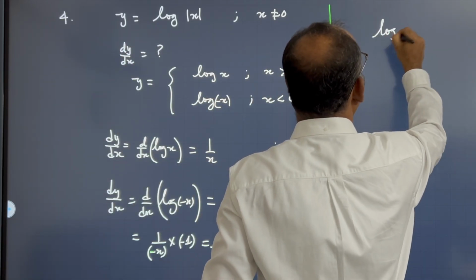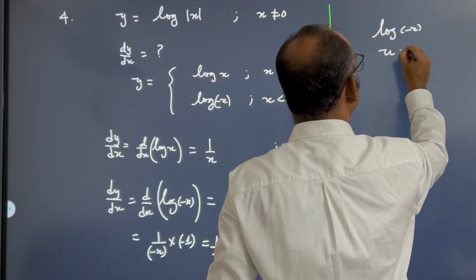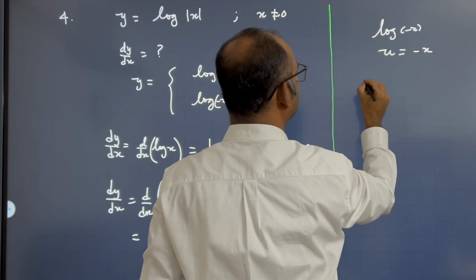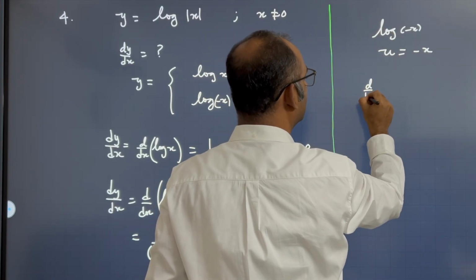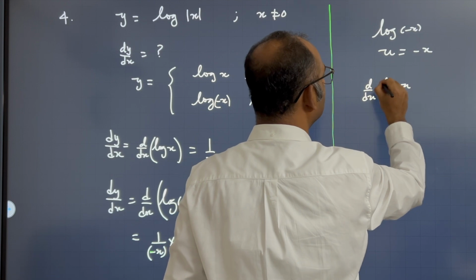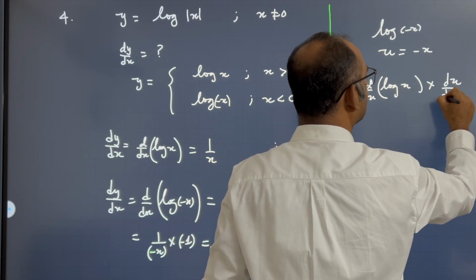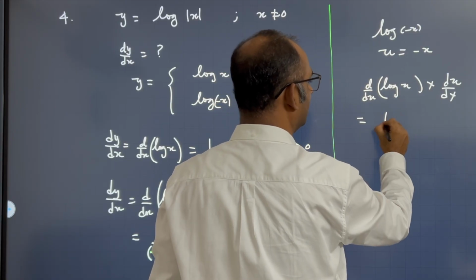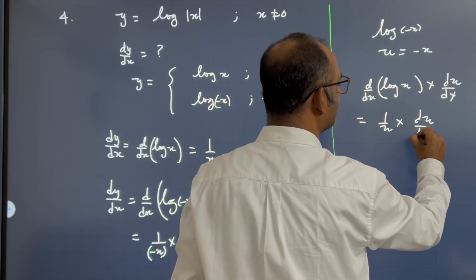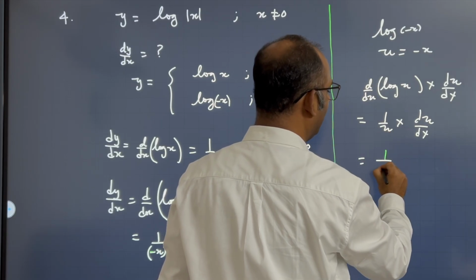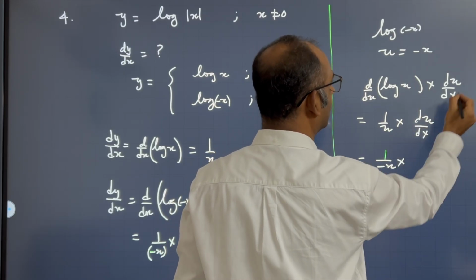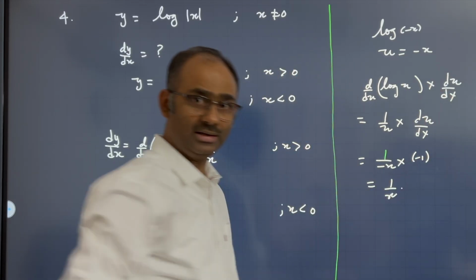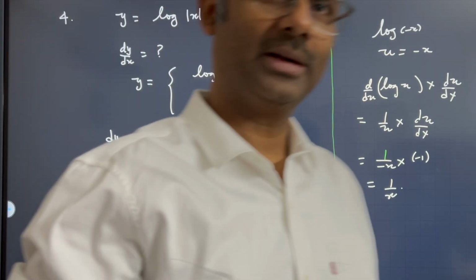So log of minus x, right? Define u to be minus x. Then according to the chain rule, taking derivative will mean d over du of log of u times du over dx. Understood? So what does this become? 1 over u times du over dx. 1 over minus x, u is minus x, times derivative of minus x, which is minus 1. Agreed? I think you need more practice. You have not practiced.